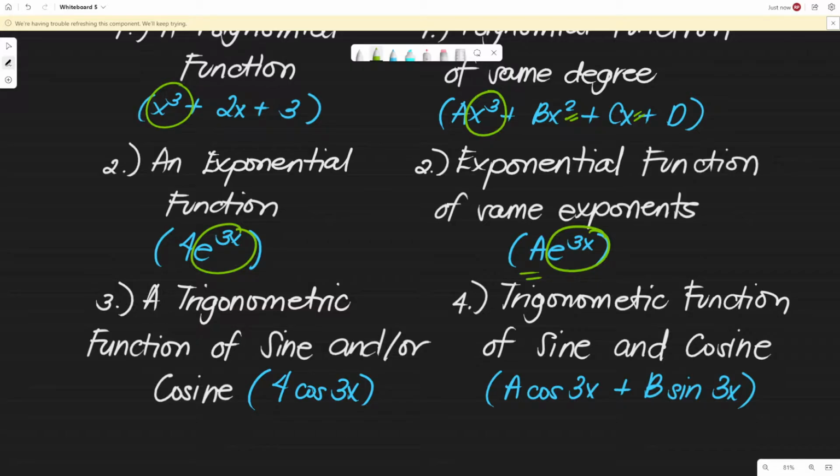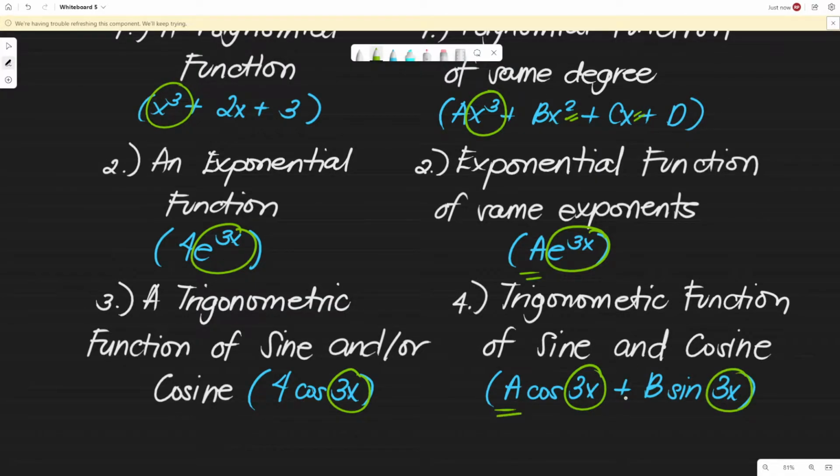Then, last, we have the trigonometric function of sine and/or cosine. Kung meron kang given either cosine lang, either sine lang, or parehas meron, you will always arrive with the same YP. Yun yung ating trigonometric function of sine and cosine: A cosine 3x plus B sine 3x. Kasi yung 3x natin, saan nanggaling yun? Dito sa loob, of course, dun sa given. So kaya tayo nagkaroon ng 3x dito.